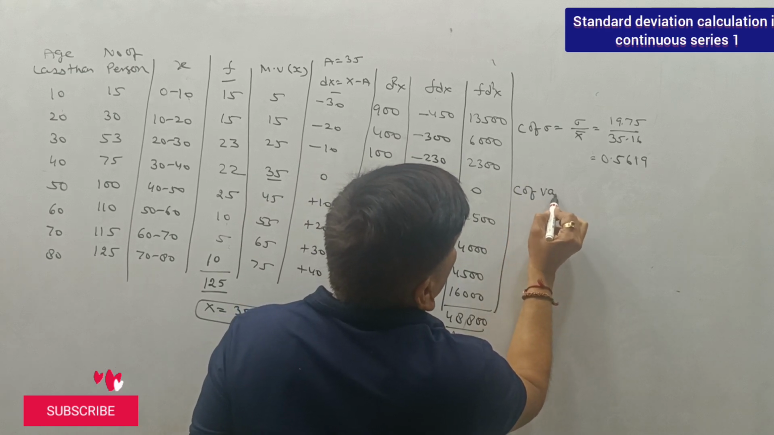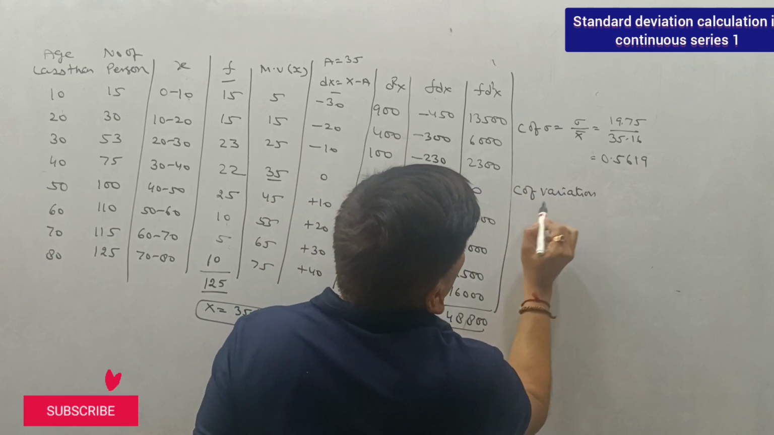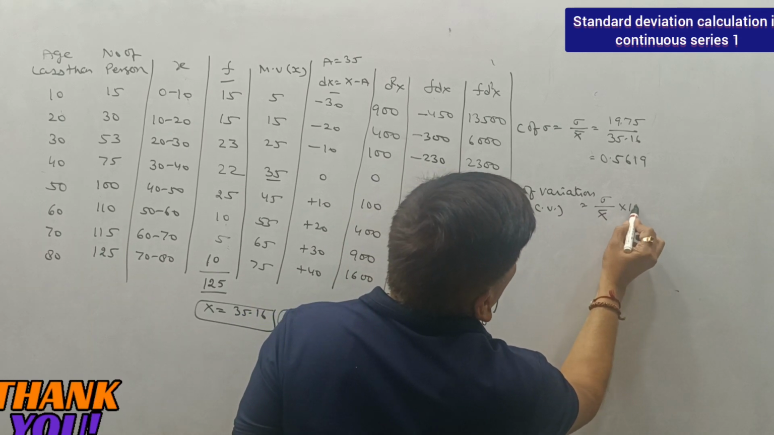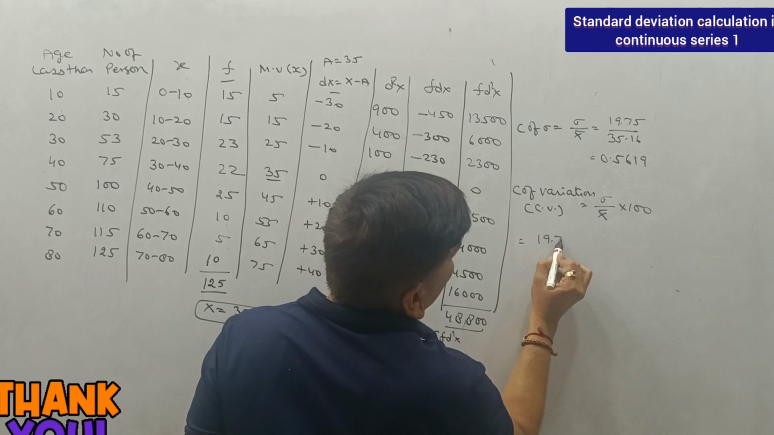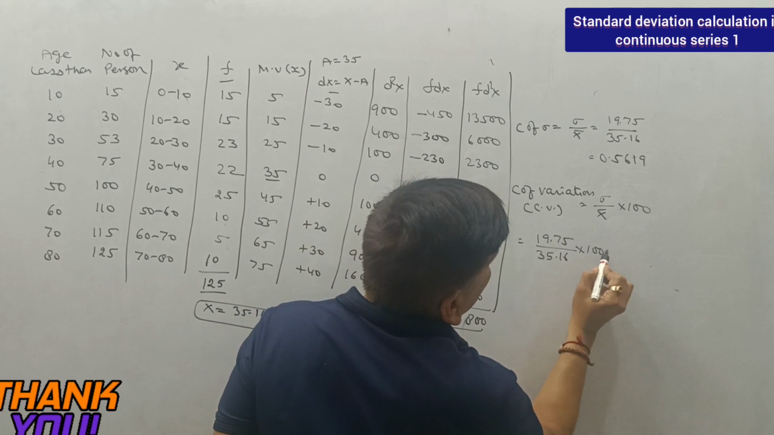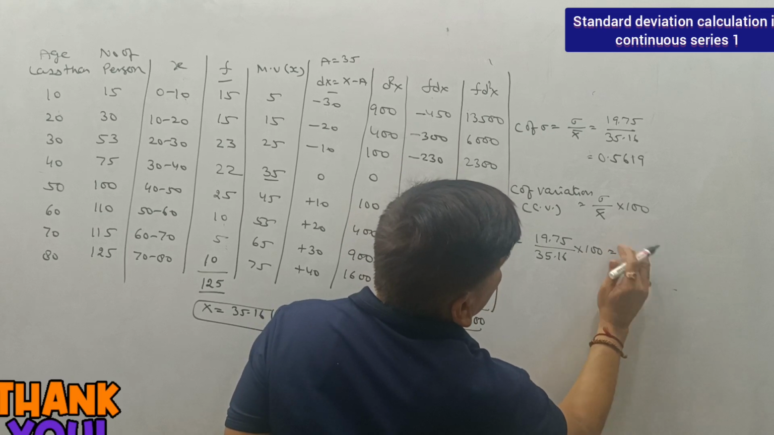Coefficient of variation, the value of CV, is standard deviation divided by x bar multiplied by 100, that is 19.75 divided by 35.16 multiplied by 100, which is 56.19.